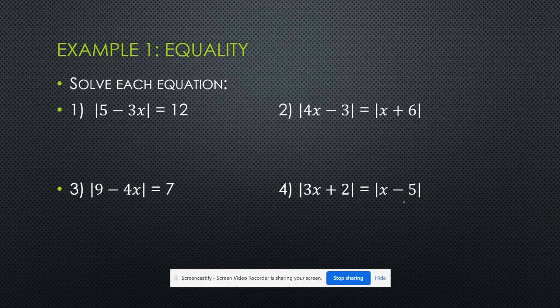We'll try number 4 the same way we did number 2. So we have 3x plus 2 is equal to x minus 5, and then 3x plus 2 is equal to negative x minus 5. And again, I put the 1 there just for distributing.